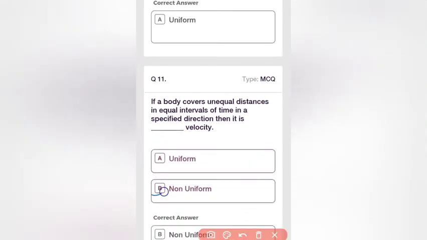So the option is non-uniform. Option B is the correct answer.